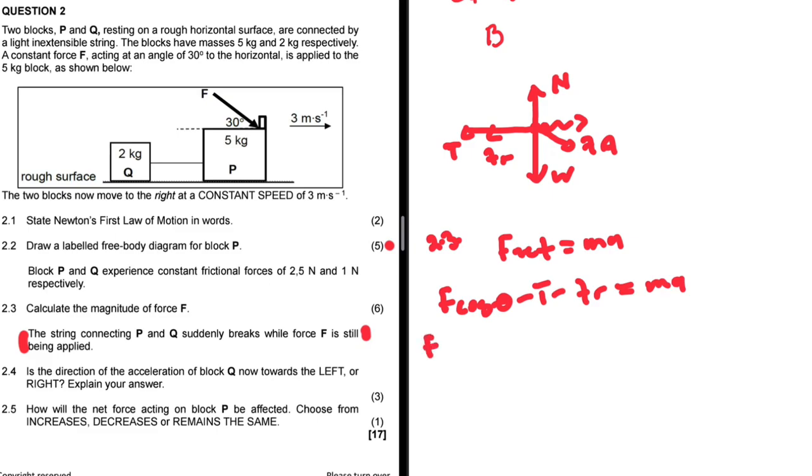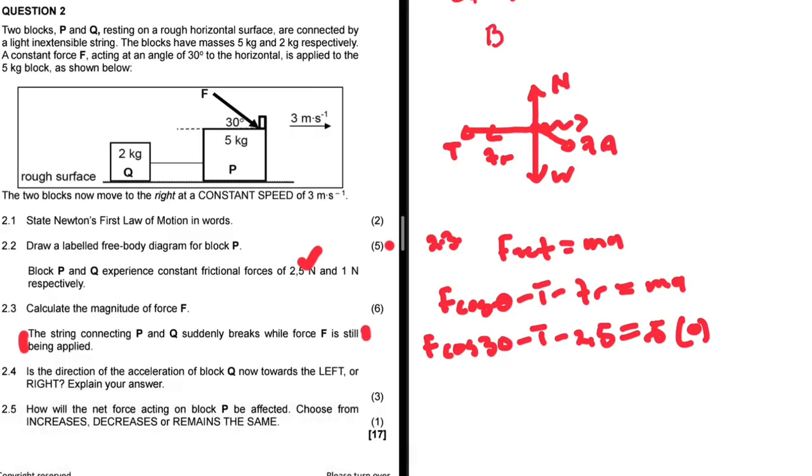So we're going to have F cos 30 minus the tension, which we do not have, minus the frictional force, which is said to be 2.5 for block P. So we have 2.5, and this equals MA. So the mass is 5, the acceleration is 0. Why is the acceleration 0?